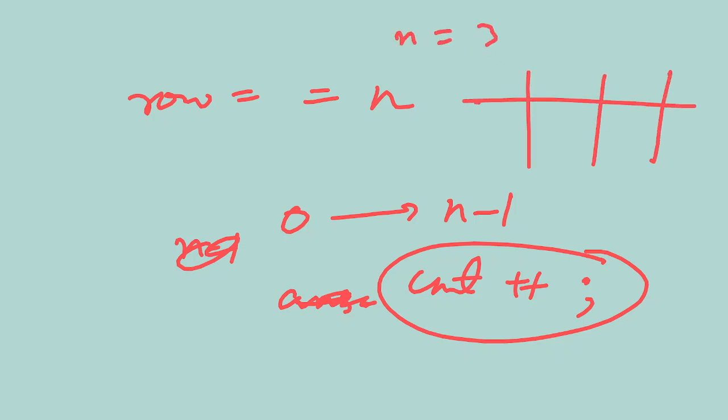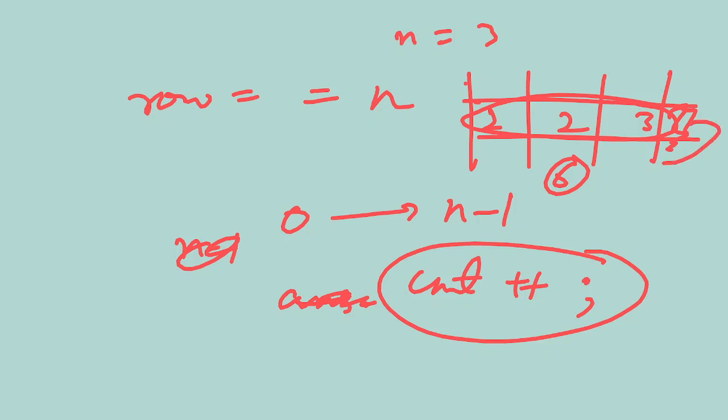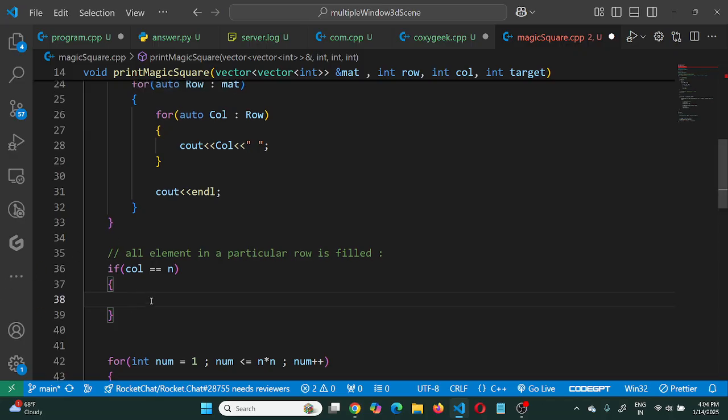particular row I have filled 1, 2 and 3, right? I've already filled 1, 2 and 3, but here the sum of all the elements is not equal to 15. The sum of all the elements is equal to 6, which means I cannot proceed to the next row, right? So before moving to the next row, I need to make sure that the sum of all the elements in a particular row is equal to how much? Is equal to the target sum. So let's check it.